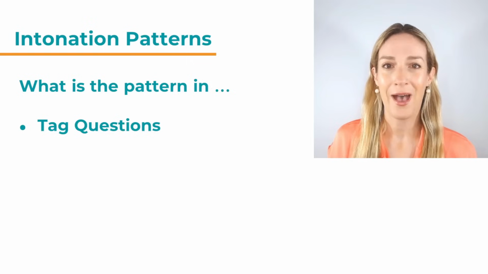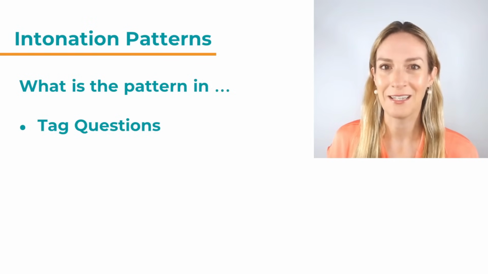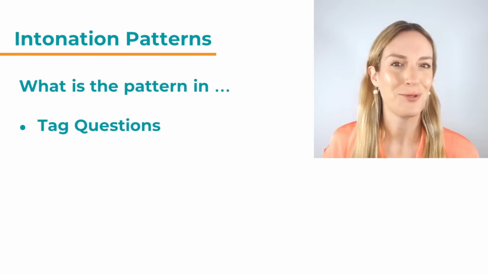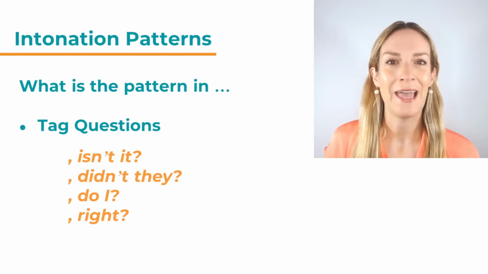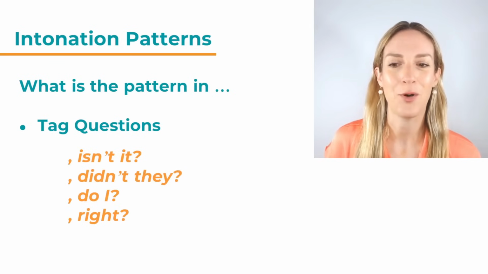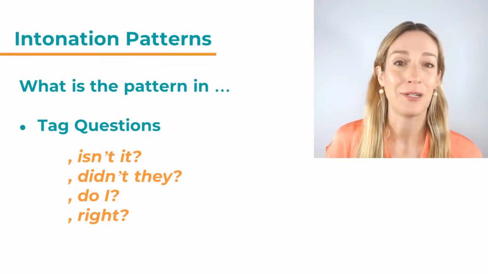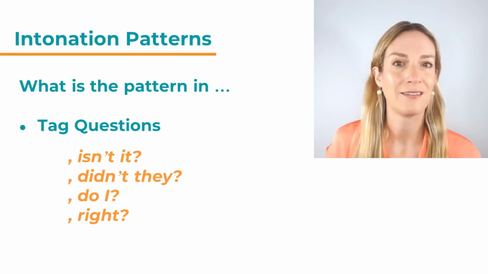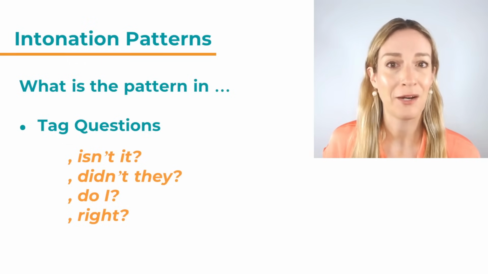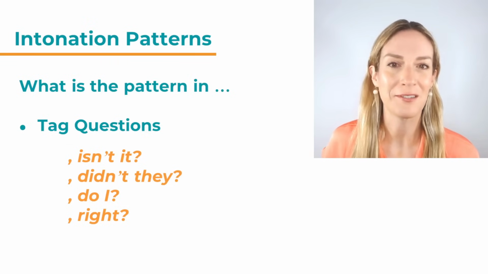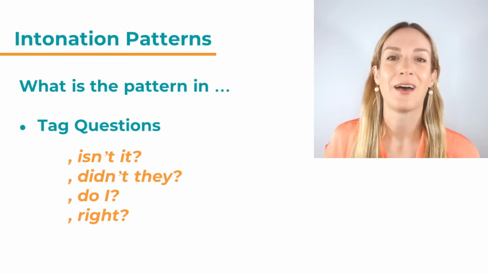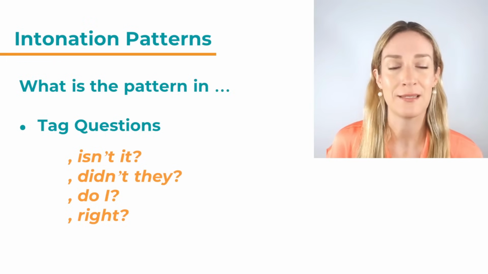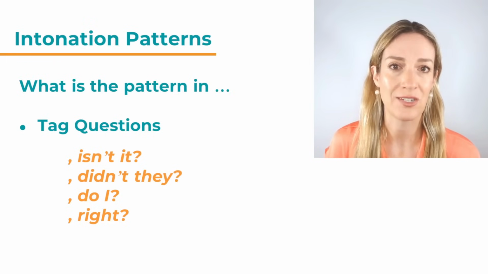Now, we also have another type of question in English, and those we call tag questions. And I'm sure you've seen them before. They usually have a little ending after a comma, and they add what we call a question tag. For example, isn't it? Didn't they? Do I? Or Americans tend to use a universal tag, right? Now, these are called question tags, and we can add them to statements to form tag questions.